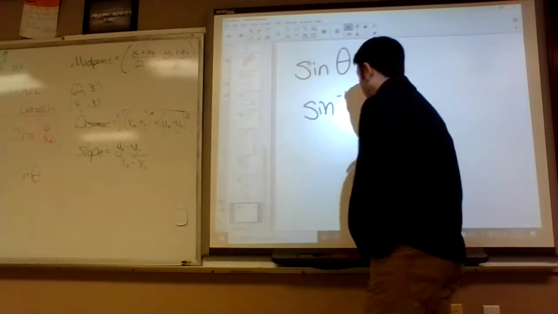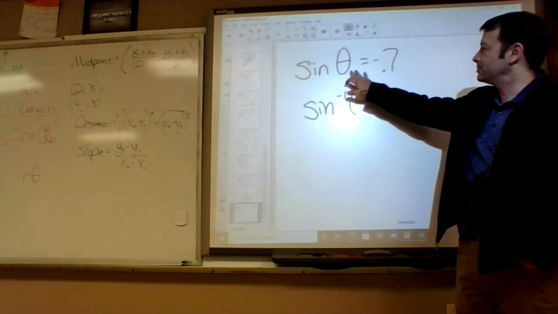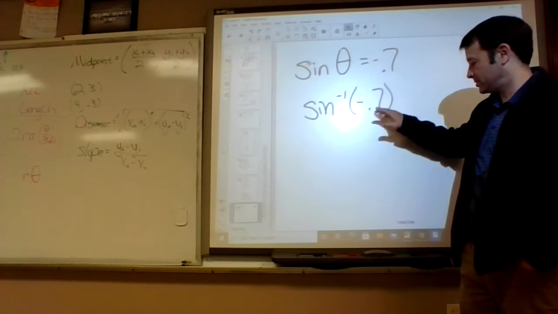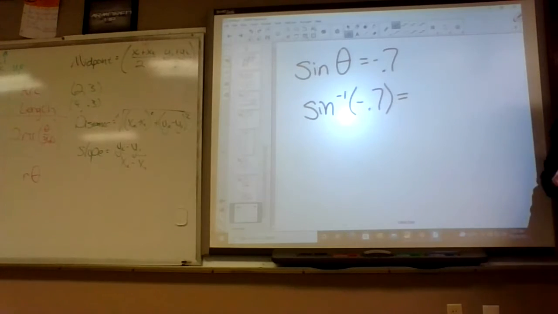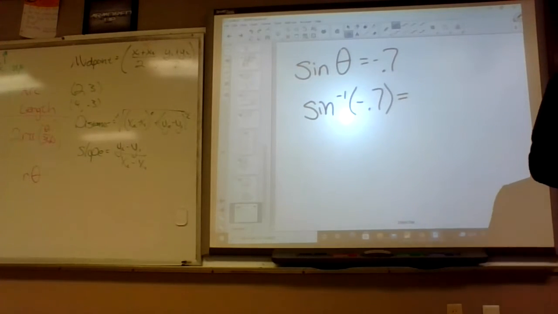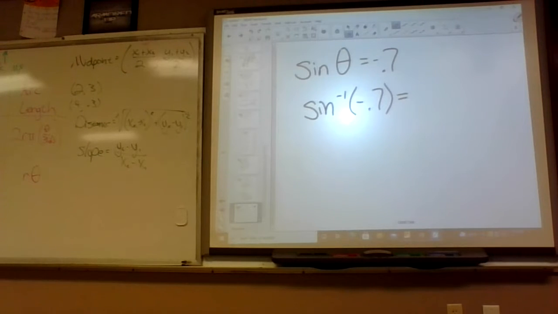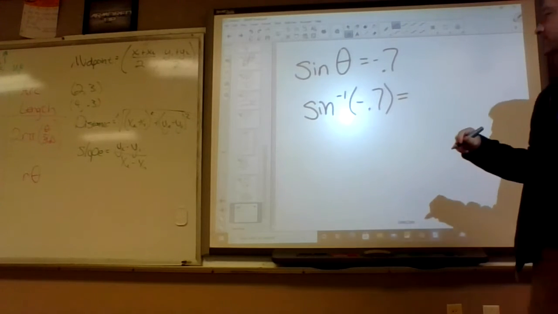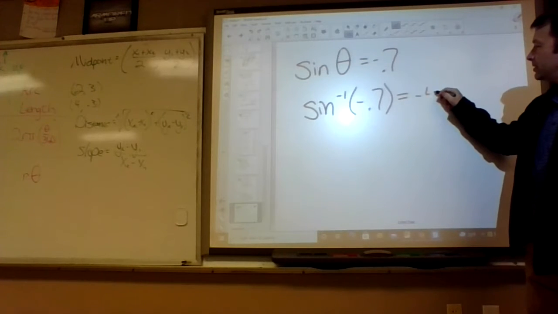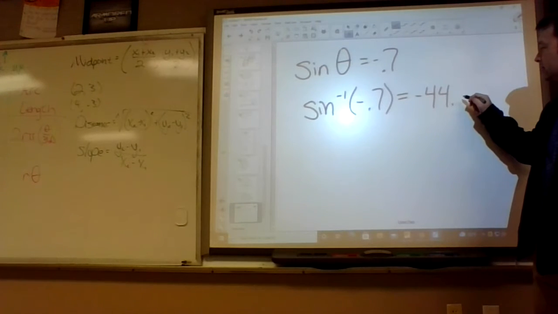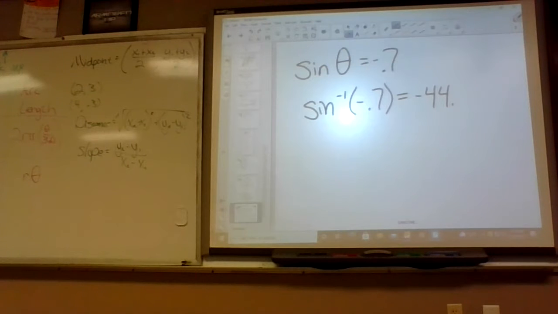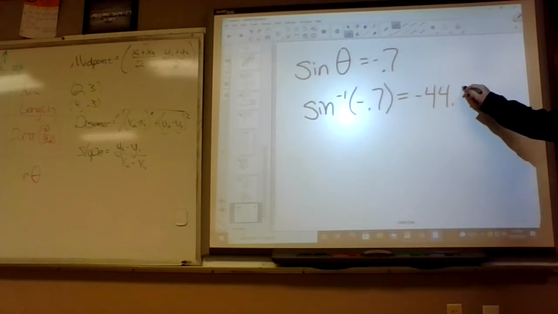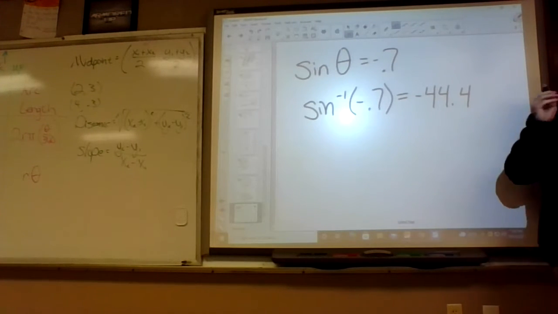Okay, if you want to find the angle, then you do sine inverse of the ratio to get that angle. Make sure your calculator's in degrees. So what'd you guys get? Negative 44.427. Okay, the directions say round to the tenths place, so negative 44.4. Make sure your calculator is in degrees and not radians.